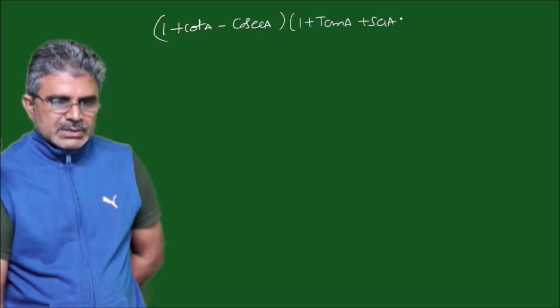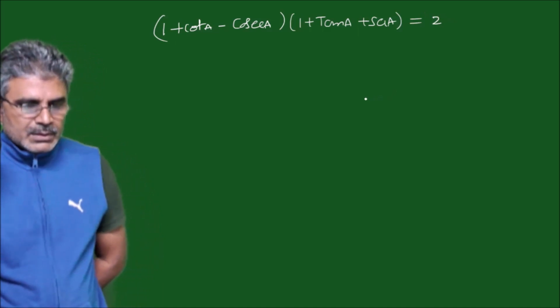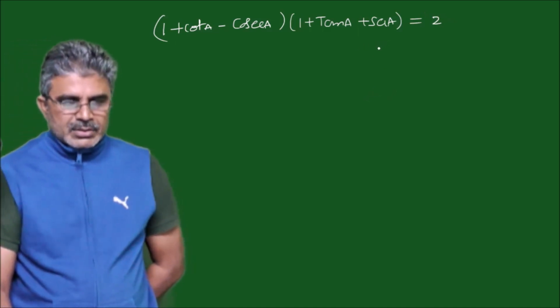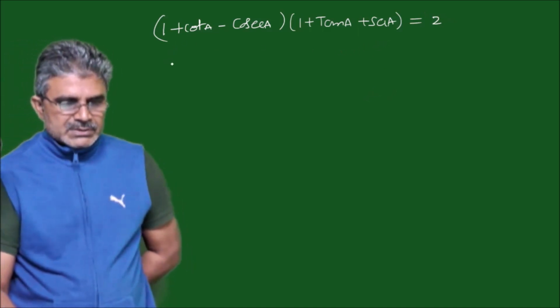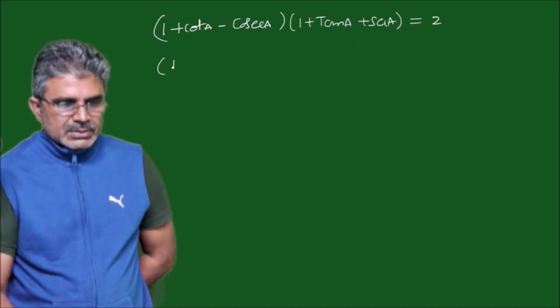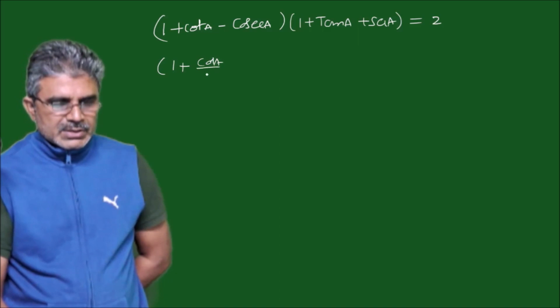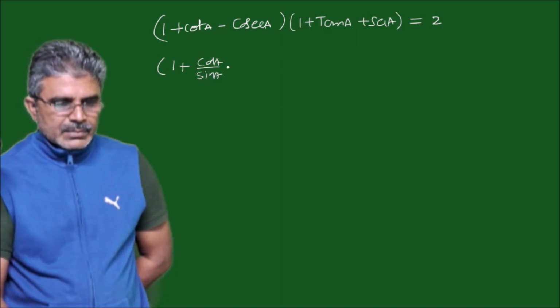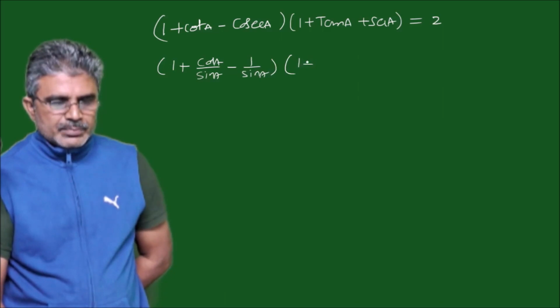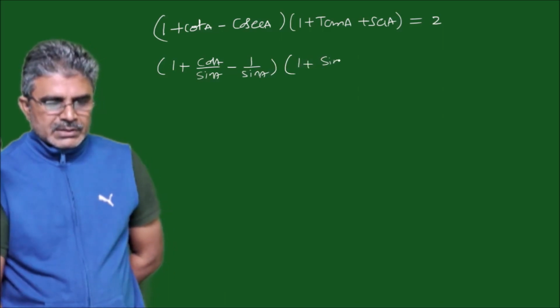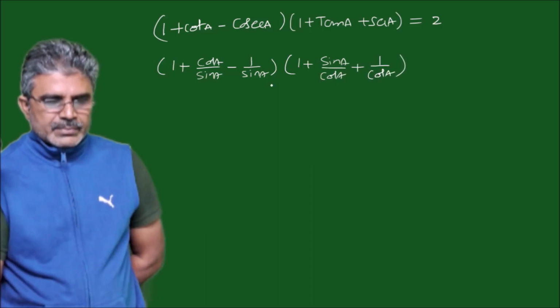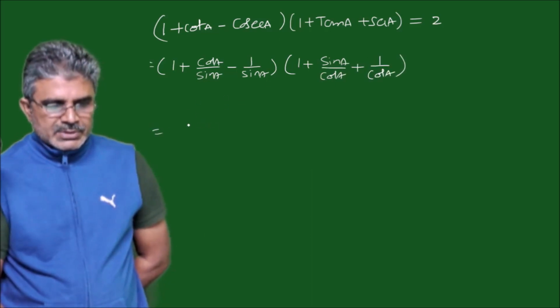Our next question is 1 plus cot A minus cosecant A into 1 plus tan A plus secant A, which should be proved equal to 2. So it seems to be complicated on the left hand side. Consider the left hand side. I am converting cot A into cos A by sin A, cosecant A as 1 by sin A, and here 1 plus tan A as sin A by cos A, and secant A as 1 by cos A.